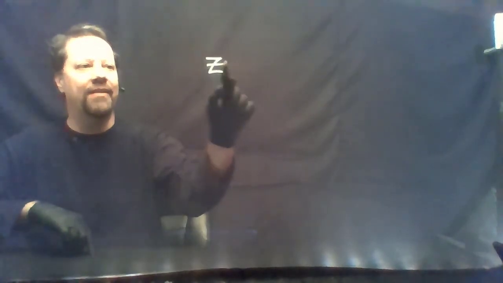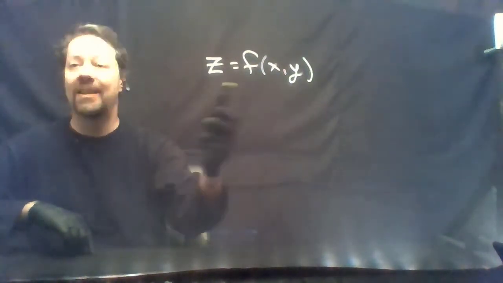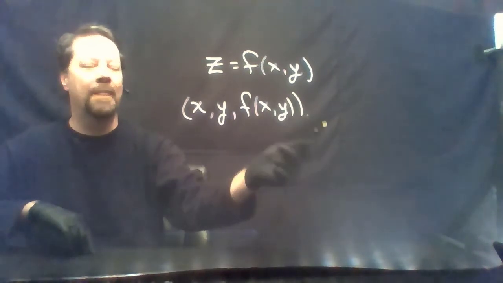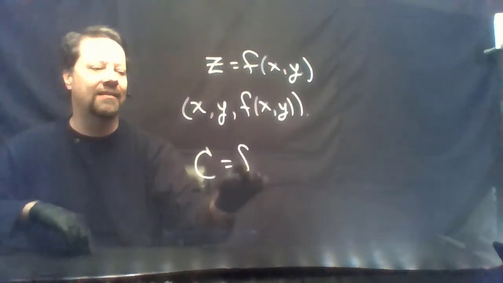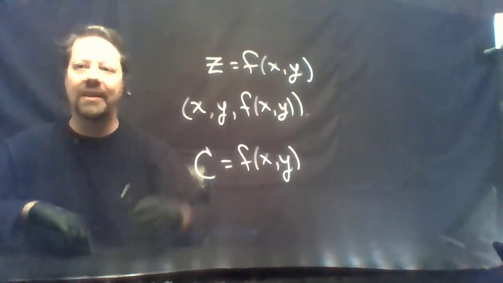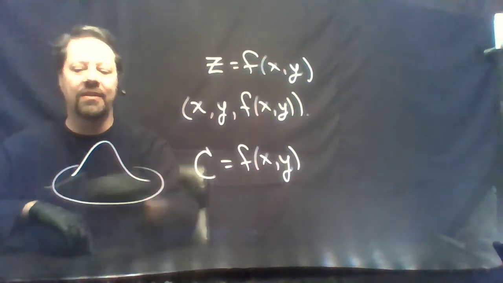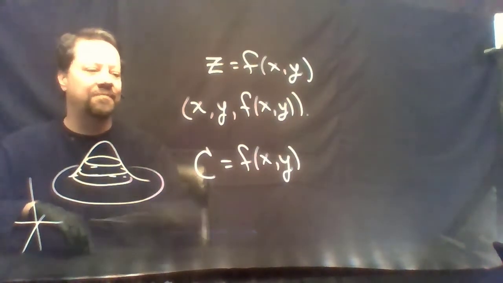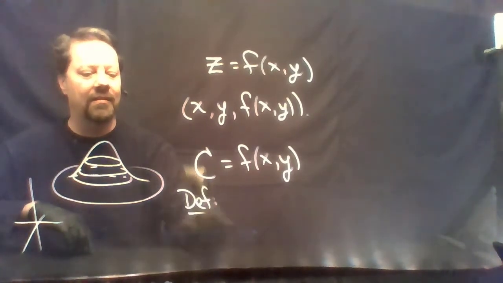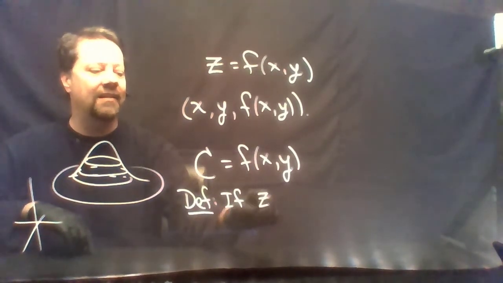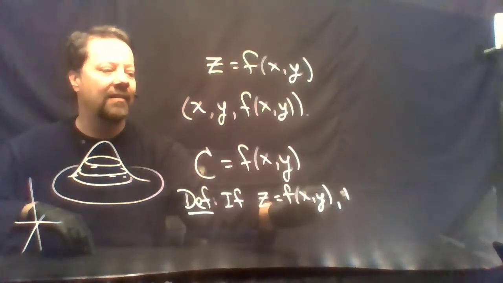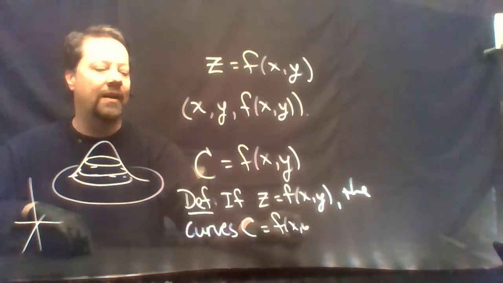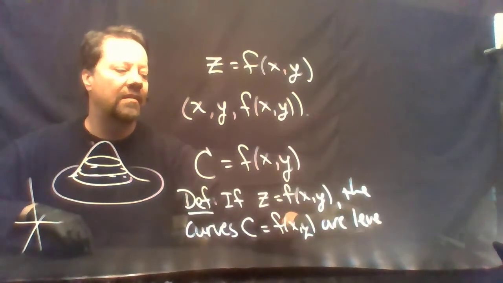Sometimes surfaces are given as z equals a function of x and y, in which case actual points on the surface would be x, y, f of x, comma, y. If you set z equal to a constant, you get what are called level curves. So on your surface, wherever you hit z equal to constant, you get a level curve. So if z equals f of x comma y, the curves c equals f of x comma y are level curves.